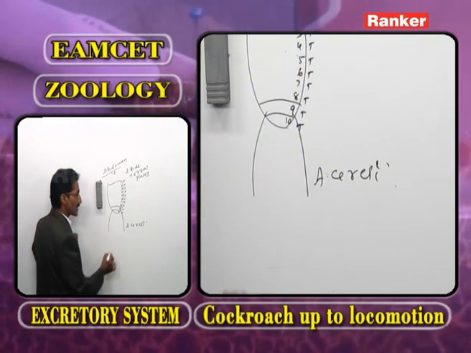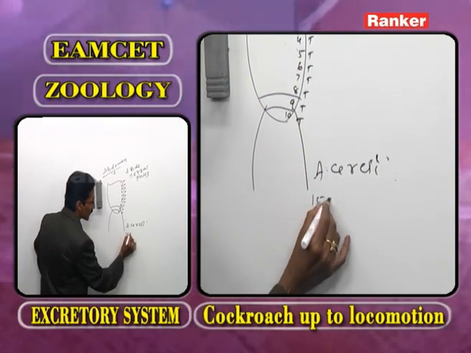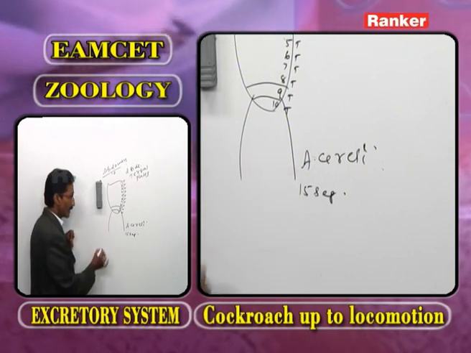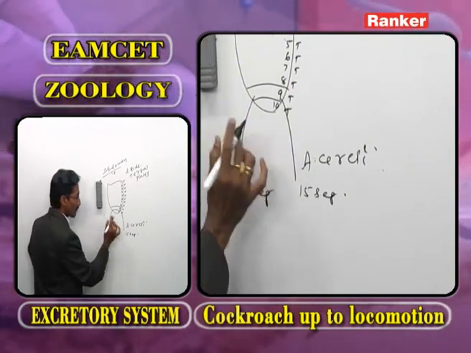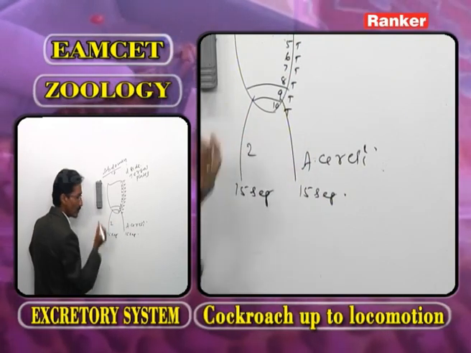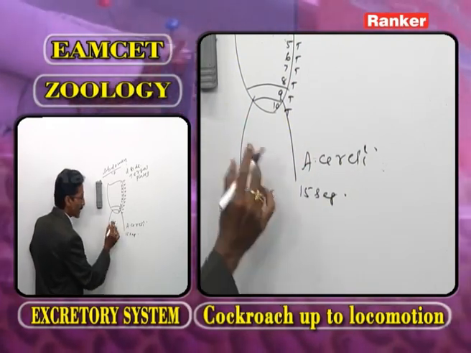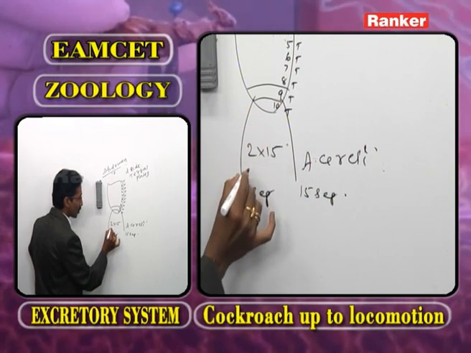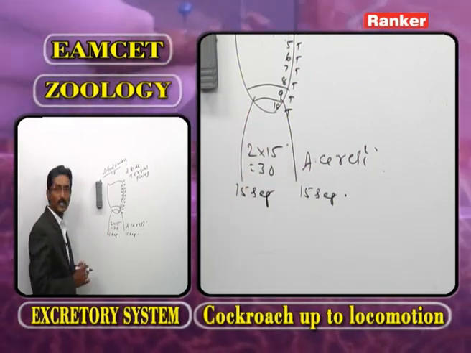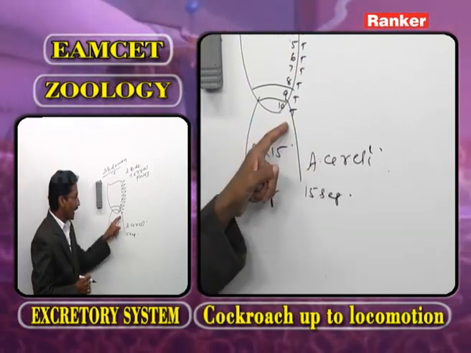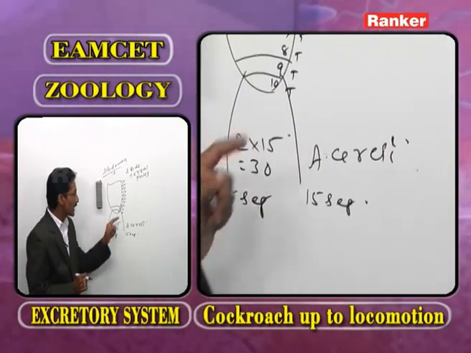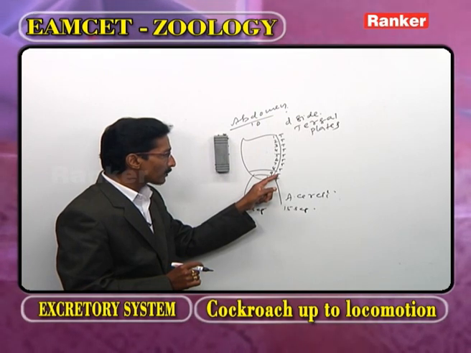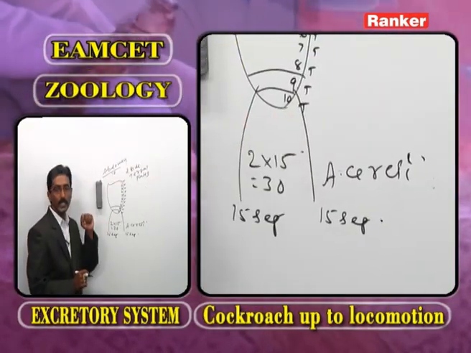In each anal cercus, how many segments are present? 15. Here also, how many segments? 15. Now the number of anal cerci is 2, and each one has 15 segments. So the total number of segments is 30. So the anal cerci arise dorsally between the 10th tergal plate and the 9th tergal plate.